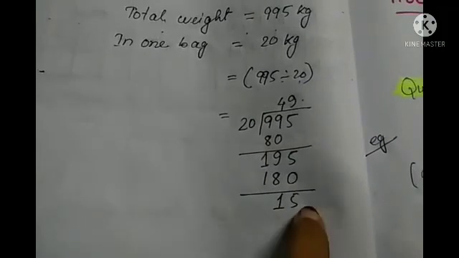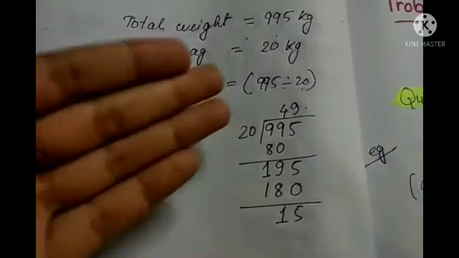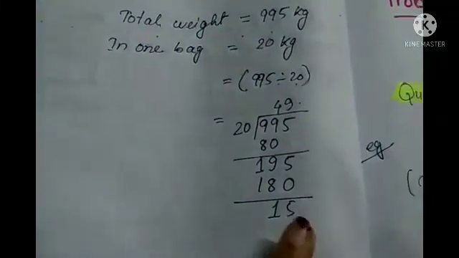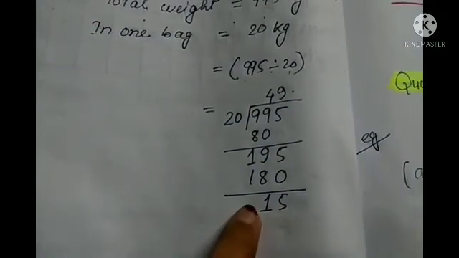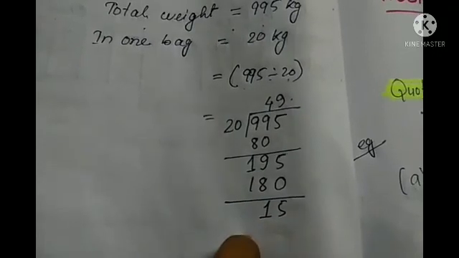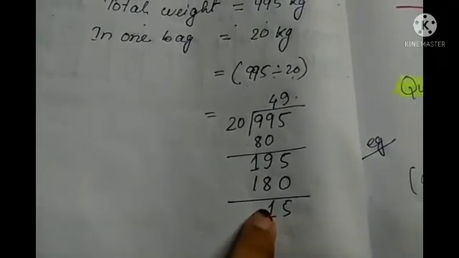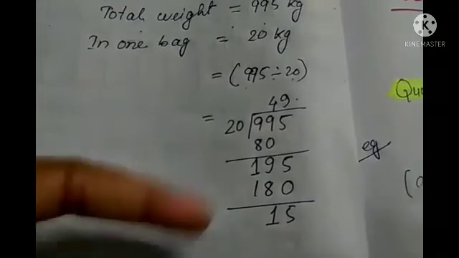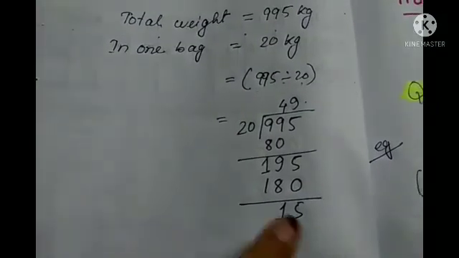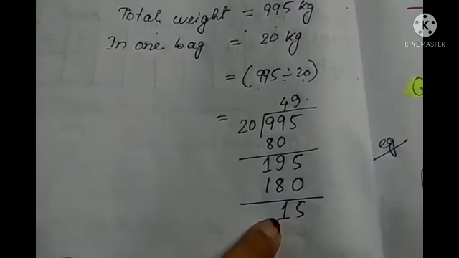Because after packing 20 kg in 49 bags, we are left with 15 kg. So we cannot leave this, right? Because for mountain climbing we need all the equipment, so we have to take this equipment also. So we need to pack it in another bag. One more bag is needed. So with 49 we have to add one more bag, so that we can carry this equipment also, right?